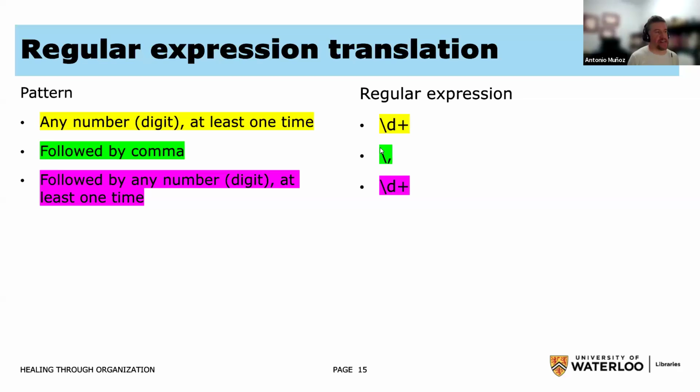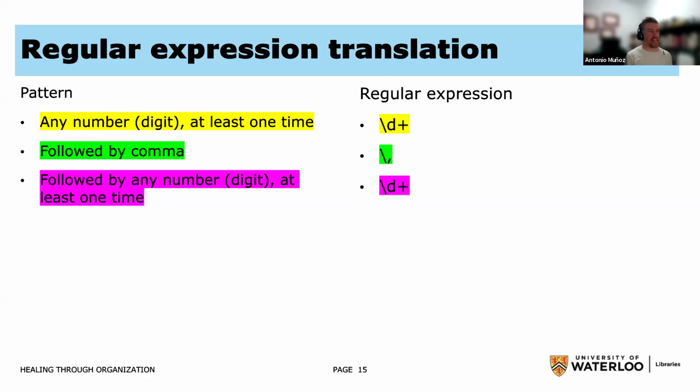Then we have a comma, and as you see, we also escape that comma to indicate to the regular expression that we are looking for this as a character and not as a special computer instruction, and then followed by any number at least one time. So that's our regular expression.